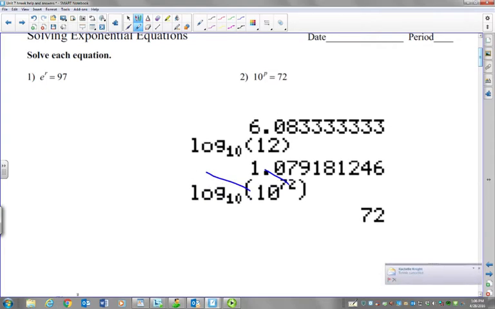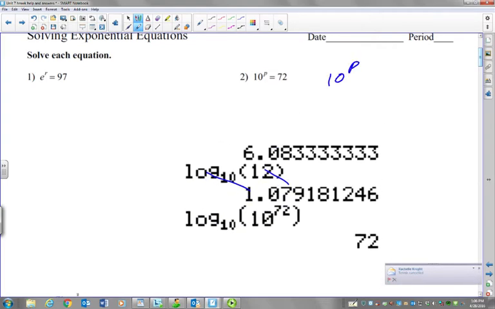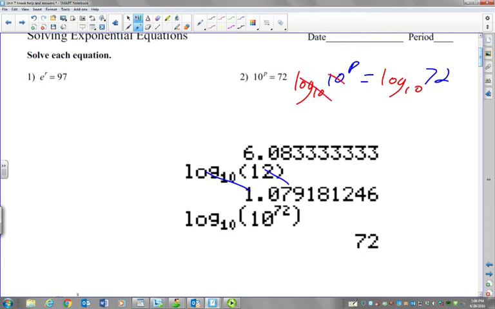So for example, number 2, you have 10 to the p is equal to 72. Then you just simply log base 10 both sides, and that undoes base 10. And so that is just what p equals. So these are all really fast, really easy.